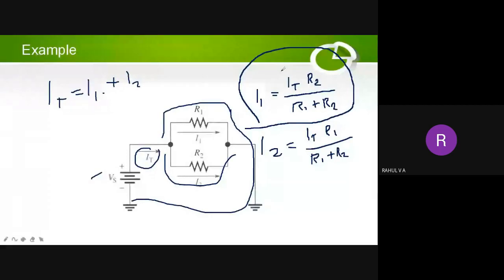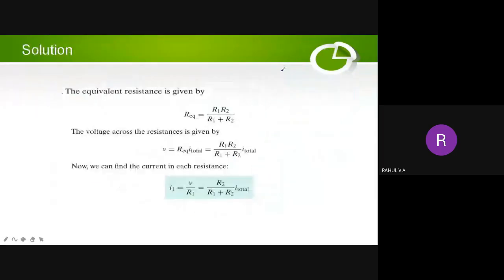Is it clear for you? Okay, so this was the formula. I1 is equal to R2 divided by R1 plus R2 into I total.